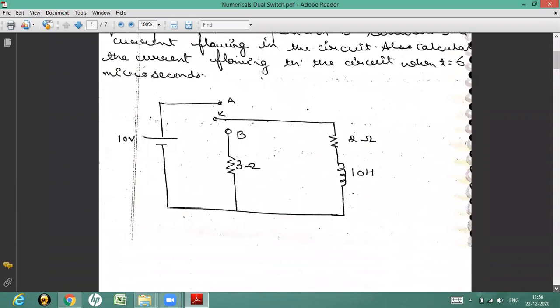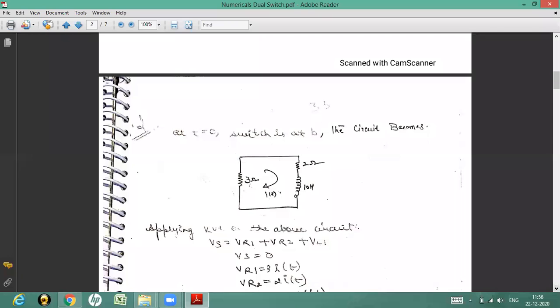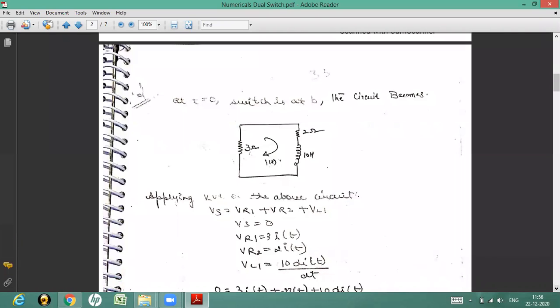Now, we start our analysis at t equal to 0, and at t equal to 0 the switch is at position B, and the circuit will look like this. We have a 3 ohm resistor, a 2 ohm resistor, and an inductor of 10 Henry. The circuit is closed. Now we can apply KVL in the circuit. According to KVL, the algebraic sum of all the voltage drops in a closed loop is equal to 0, or in a closed loop, the source voltage is equal to the load voltage.